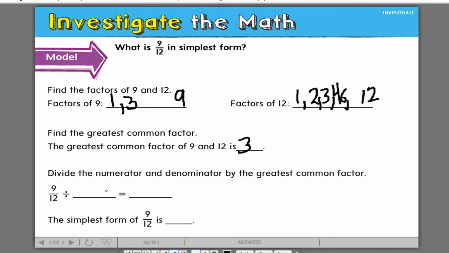So, if I divide 9/12 by 3 over 3, 9 divided by 3 is 3. 12 divided by 3 is 4. So 3/4 is going to be the simplest form. The simplest form of 9/12 is 3/4.